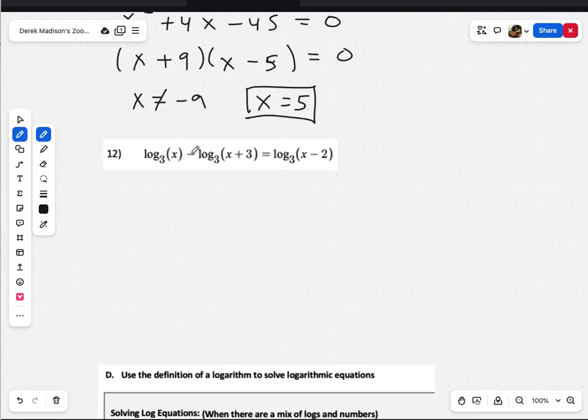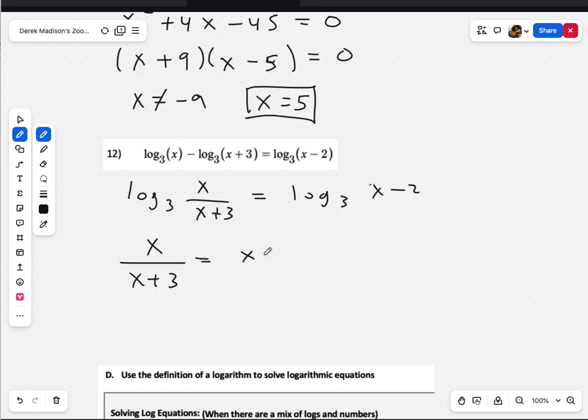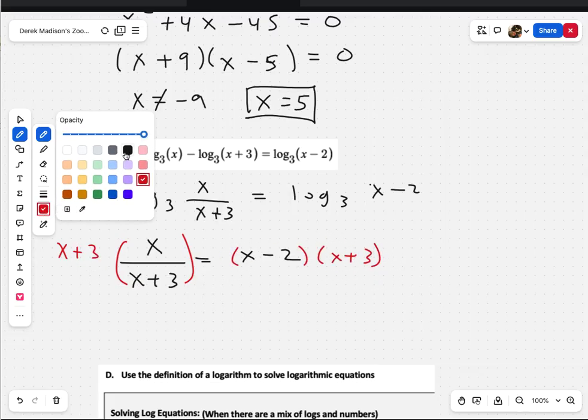Number 12, this one's a minus, so we would rewrite that as log base 3 of x over x plus 3 equals log base 3 of x minus 2. And now I can set x over x plus 3 equal to x minus 2. We have fractions, so let's clear the fractions. We can get everything up in one line. So I'll multiply both sides by x plus 3.